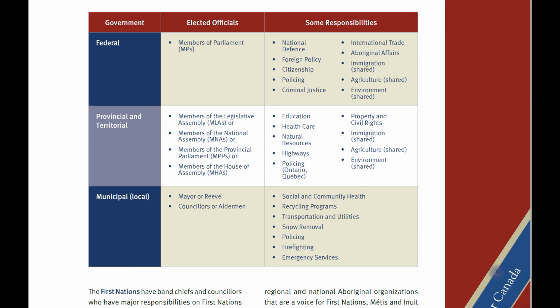civil rights. At the municipal or local government level, the elected officials are called councillors or aldermen, and the senior elected official is called a mayor or reeve. Some responsibilities at this level of government include social and community health, recycling programs, transportation and utilities, snow removal, policing, firefighting, and emergency services.